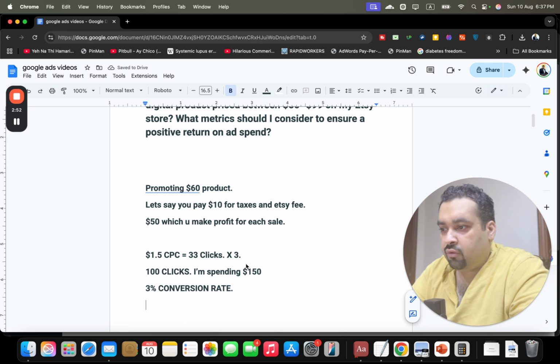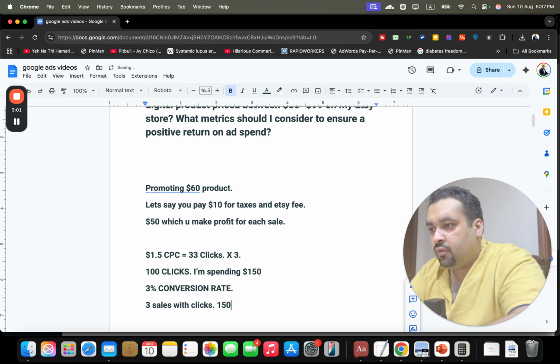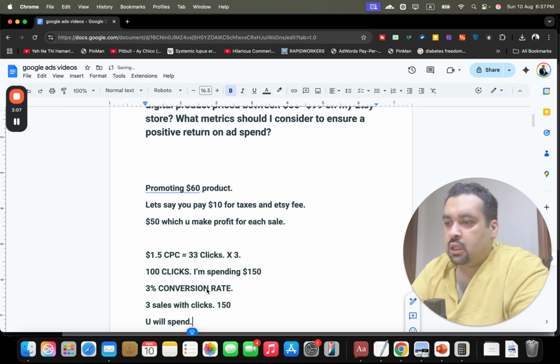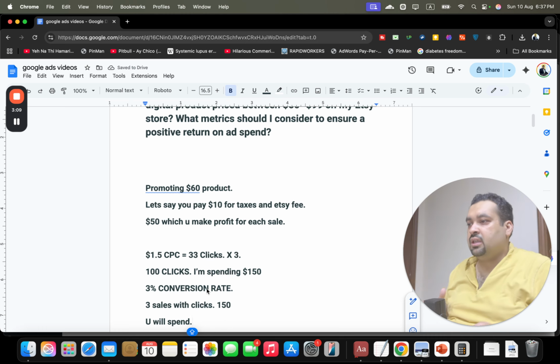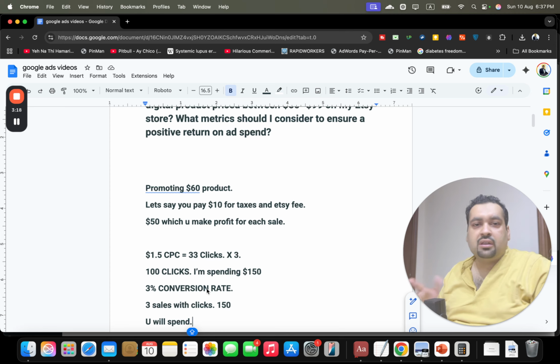Now if you make 3 sales with 100 clicks, you will be at break-even, because with 3 sales you will earn $150 after paying the taxes, and you will spend $150 based on the above amount. Now if you are able to achieve this, then you should consider promoting it or improving it. But if you do not have this figure, it's not worth it. Or if your CPC is very high in the industry, it's not going to work.